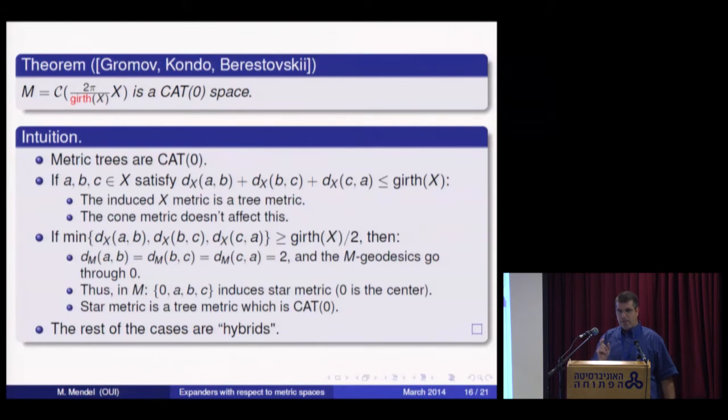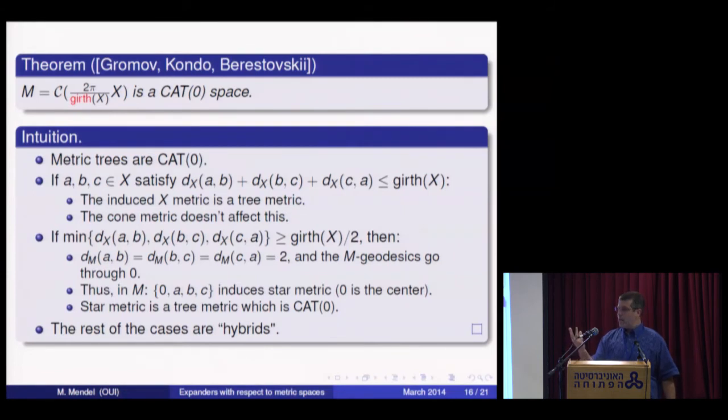Now the girth is different from the diameter. We'll see what it does mean later. Why is that? I'm not going to prove it. Just a slight intuition. I'm going to give intuition for two extreme cases. So we know that metric trees are cut-zero.